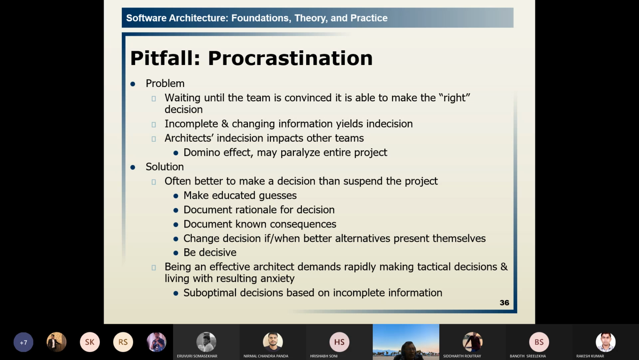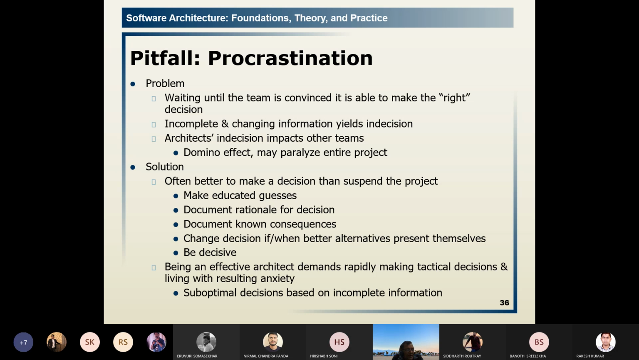Document rationale for decision. Bring out the documents which are really true, rational. Any document I want to keep for taking subsequent decisions should be truly logical, rational. Document known consequences. Any document I should catch which will bring certain consequences, not a false, vague document. Change decision when better alternatives present themselves. Be decisive. Don't procrastinate. Be decisive.